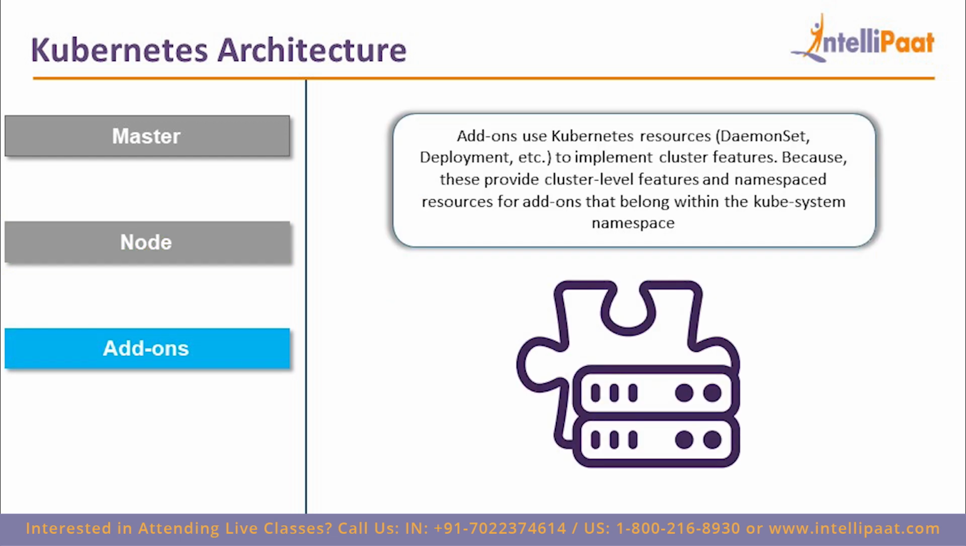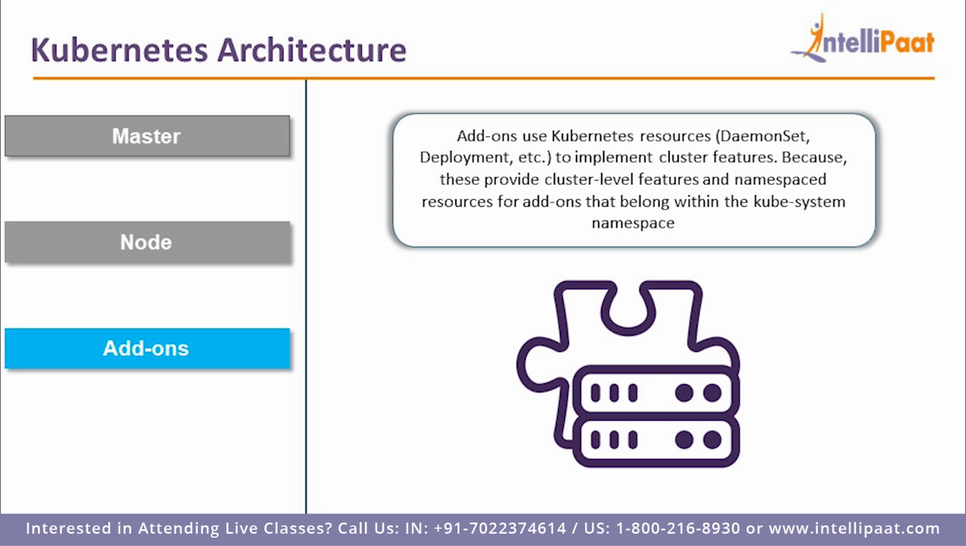Now we'll be talking about the add-ons which are there in Kubernetes. Add-ons use resources like daemon sets, deployments, etc. to implement cluster features. These are all different features of a cluster that you can use because these are providing cluster level features. Namespace resources for add-ons belong within the Kubernetes namespace kube-system. So if you have installed Kubernetes, you can just write kubectl get pods --all-namespaces. You'll see different namespaces which are already available.